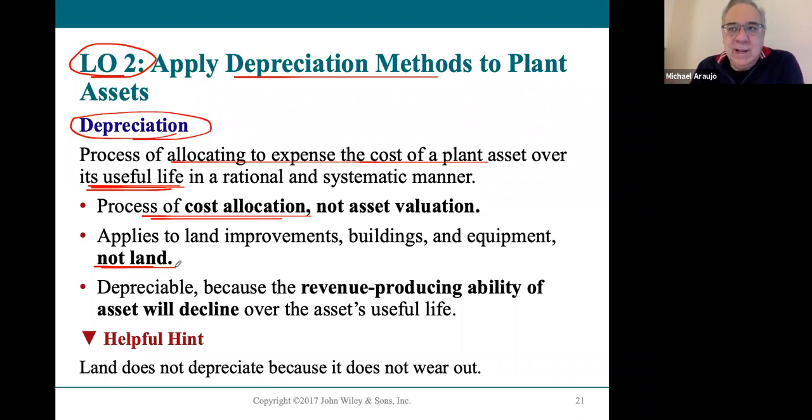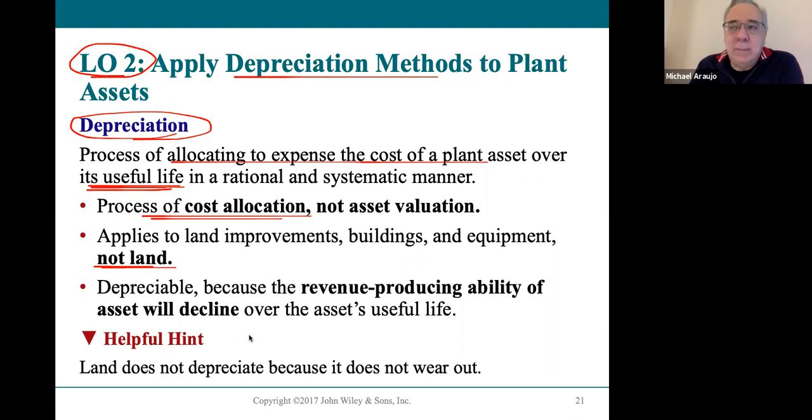Land is just a different category of plant asset because land is always useful. The only way that changes is if you're in farming, forestry, or mining, and the reason you bought the land is because there's gold there or oil in it. Then there's something called depletion that affects those types of assets for those specific companies.